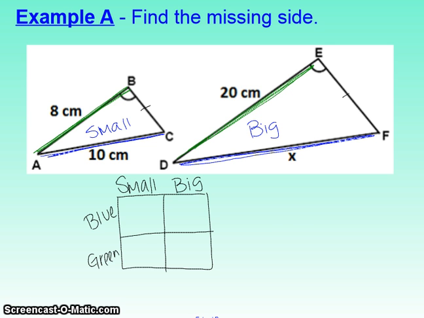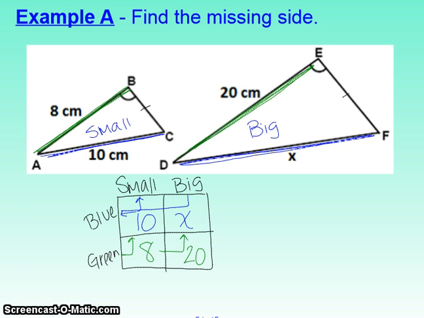All I'm going to look at here is where it says small and blue, in this box. I want to look at my small triangle and the blue side, and that happens to be 10. Then I see where it says blue and big, and I want to look at my big triangle and look at the blue side, and there's an X there. Then I look at my green and small, so I look at my small one and the green is 8. And then I look at the green one and the big one, and that happens to be 20.